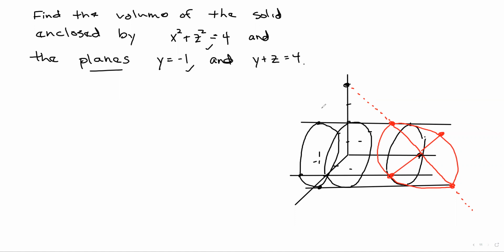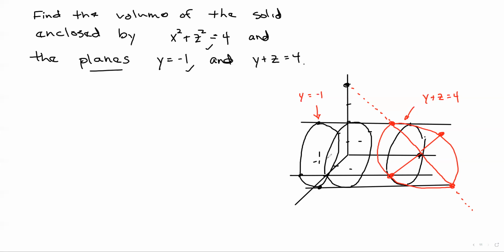All right, and so what we've got here is this side is y equals -1, and this side is y plus z equals 4. And so we do have boundaries on our cylinder that cut through it. All right, so now let's think about order of integration. Which order of integration do you think you should do first?